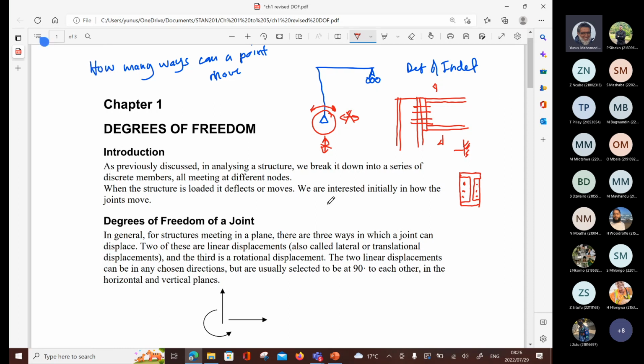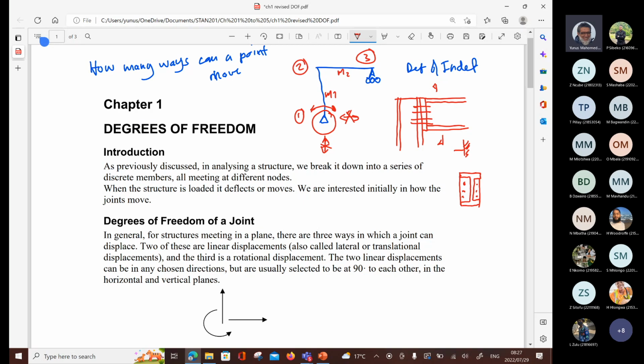Okay, but let's get back to the focus of what we're talking about today, which is how many ways can this thing move? How many degrees of movement do we have? So let's come back to the notes. As previously discussed, in analyzing a structure, we break it down into a series of discrete members, all meeting at different nodes. So here I have member 1, for example. There I have member 2. This would perhaps be called node 1, node 2, node 3. So I'm identifying the connection points at the ends, and I'm identifying what goes between the connections, as we call them, members. When the structure is loaded, it deflects or moves.